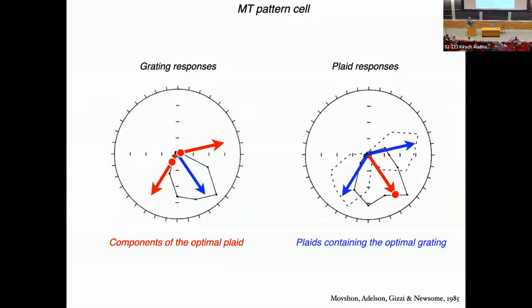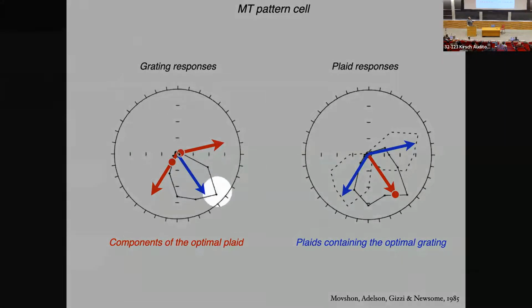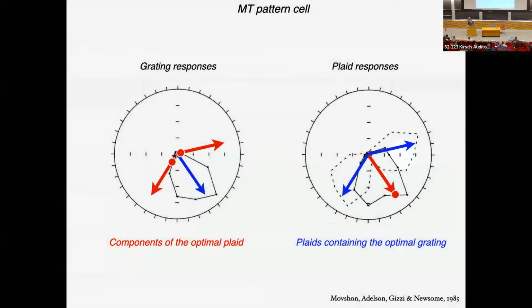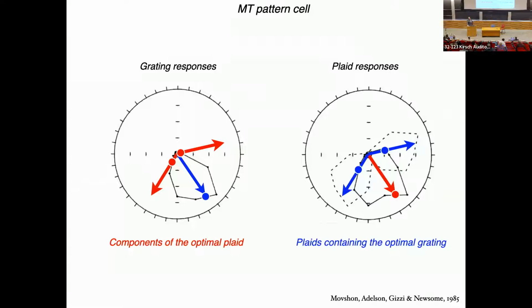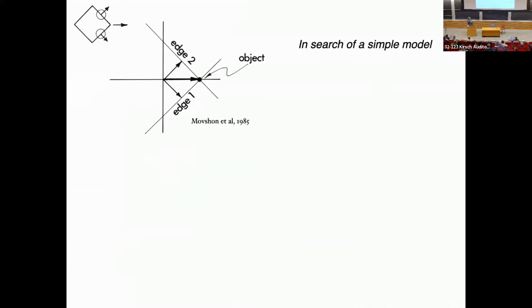What's worse is that if you take the best grating and you consider the two plaids to which it belongs, which is represented over here by these two vectors, the response to the single grating is actually substantially higher than the response to either of the plaids containing that grating. So you have to have a compound set of operations which are enhancing responses to appropriate combinations and diminishing responses to inappropriate combinations. And we spent a while trying to think about how to model this. And modeling this turned out to be awkward.